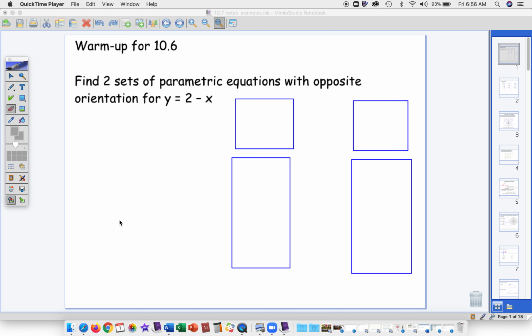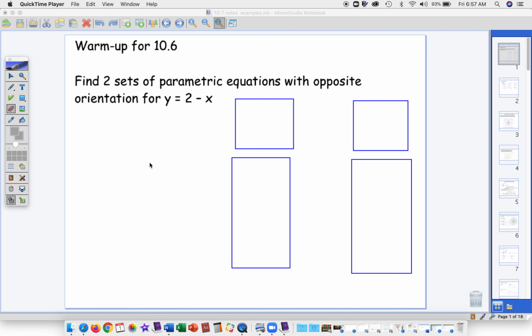Today we're going to begin section 10.7, but we're going to start off with a warm-up from 10.6. With this warm-up, what I'd like you to do is find two sets of parametric equations with opposite orientation for y equal to 2 minus x. So here's your rectangular equation. You want to come up with the parametric equations, and you want two sets so that they have opposite orientation. So pause the video, give it a try, and then come back and we'll compare solutions. And remember, there's infinitely many possibilities here, but try to keep it simple. Okay, go ahead and give it a shot.